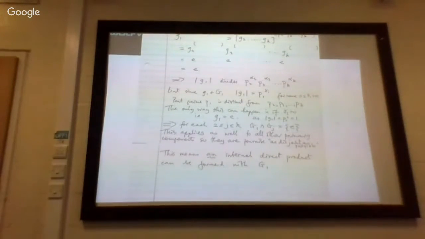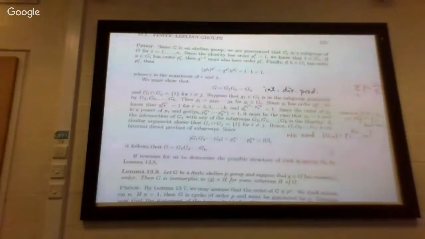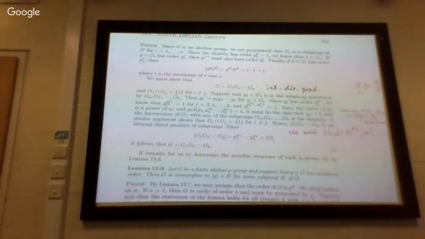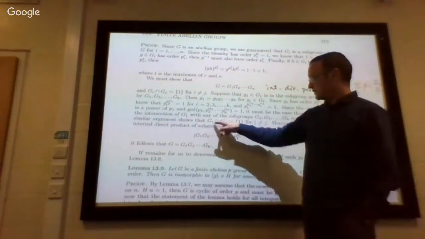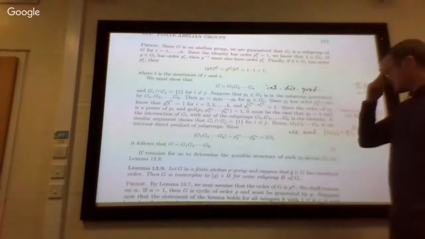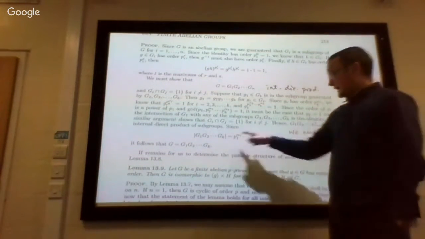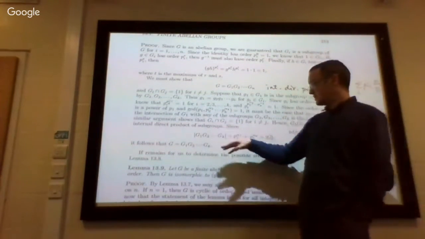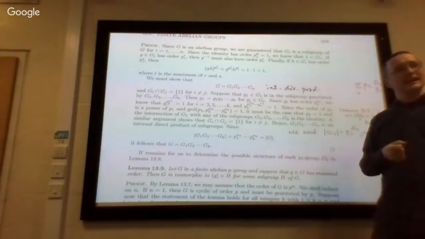Now, if we look at what he does with his arguments in the book, I hope I'm not misspeaking here, but I don't find it convincing. And I think it needs something extra, which I can give you. So this is what I've been talking through. We know the Gi are pairwise as disjoint as possible. Hence, they do form an internal direct product. Now here is where he claims to show that the internal direct product is all of G. And he seems to be doing it with a counting type argument.